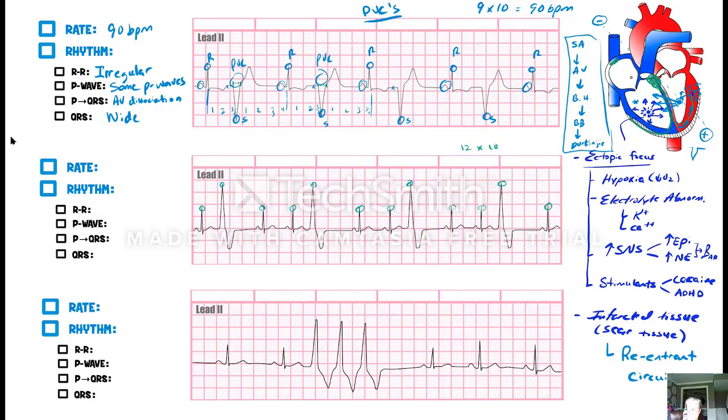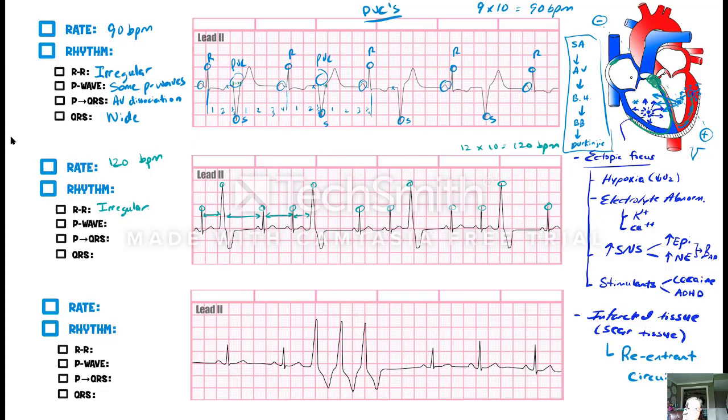12 times 10 is 120 beats per minute. That's our rate. Let's go ahead and determine our R to R intervals. Oh my gosh, we don't even have to keep going here. It's obviously all messed up. So this is definitely not a regular R to R interval. They're all irregular. This is super obvious, okay?